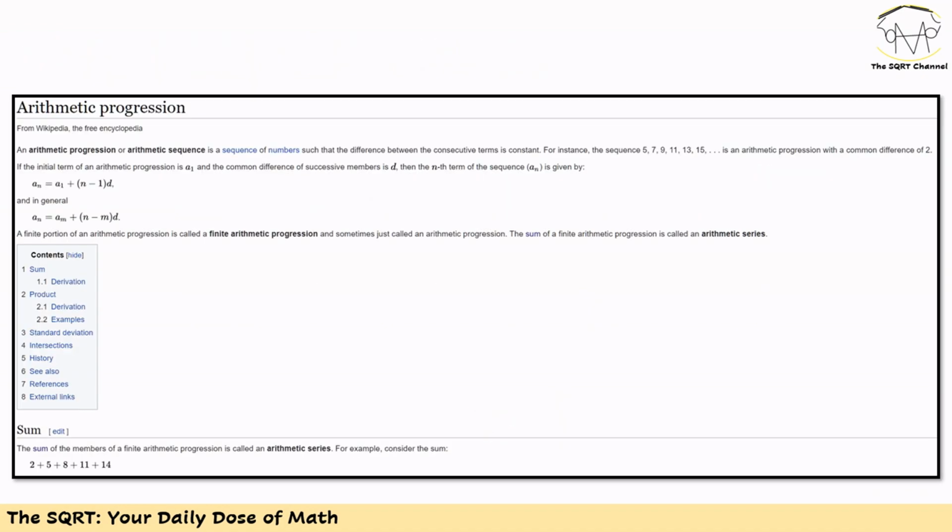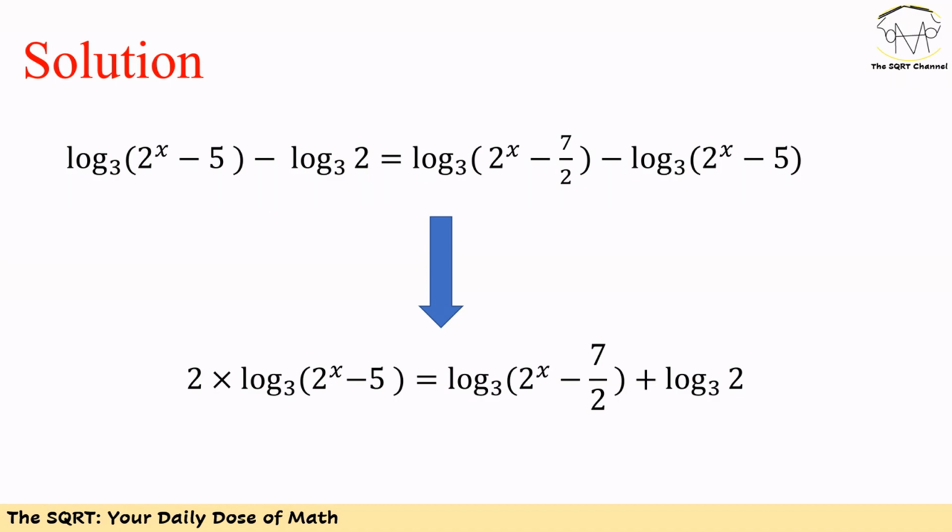Before talking about the solution, let's review what arithmetic progression means. In mathematics, we say that we have an arithmetic progression for a sequence of numbers if the difference between these sequence terms is constant. As you see here, 5, 7, 9, 11, 13, and 15 are in arithmetic progression because the difference between two consecutive terms here is 2. With that, let's talk about the solution.